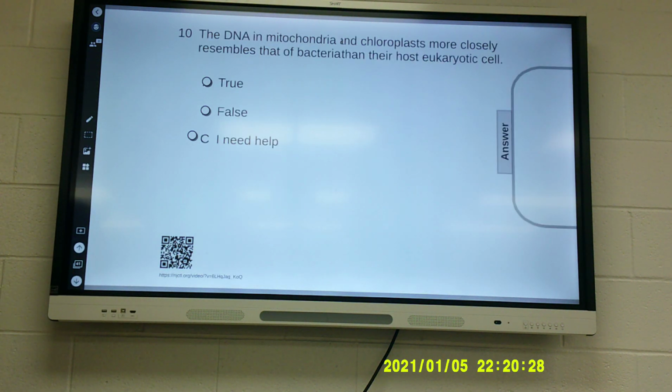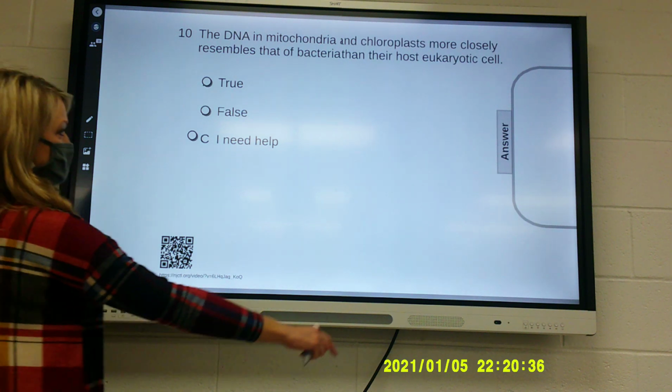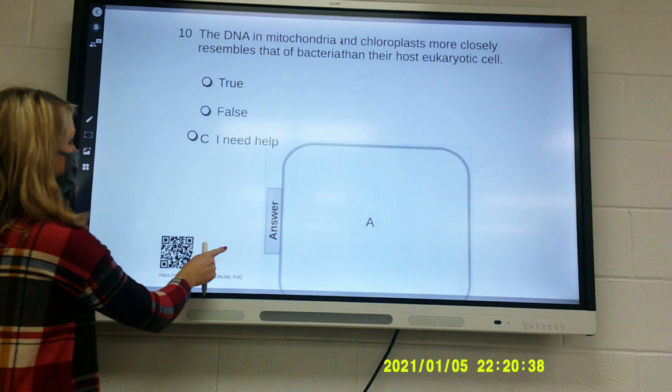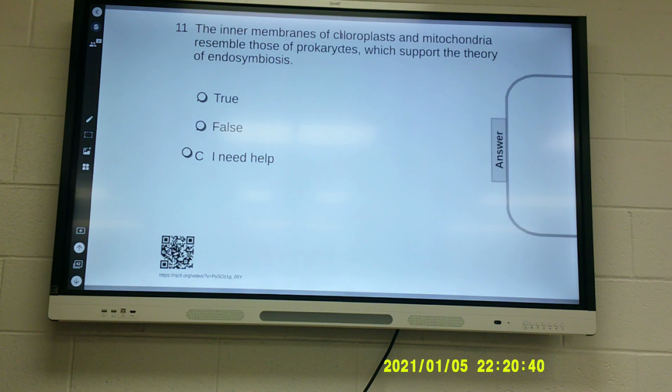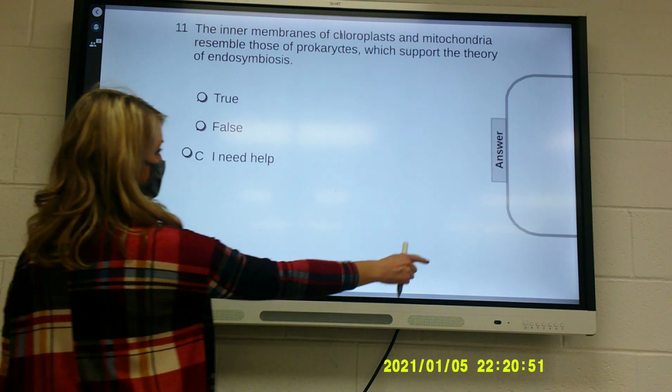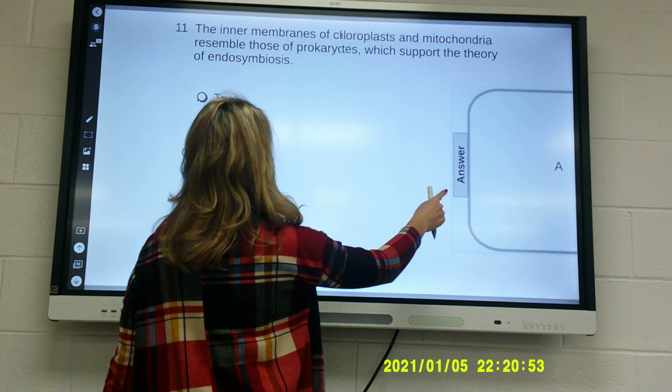The DNA in mitochondria and chloroplasts more closely resembles that of bacteria than their host eukaryotic cell. True or false? True. Sounds good. The inner membranes of chloroplasts and mitochondria resemble those of prokaryotes, which support the theory of endosymbiosis. True or false? True. True is correct.